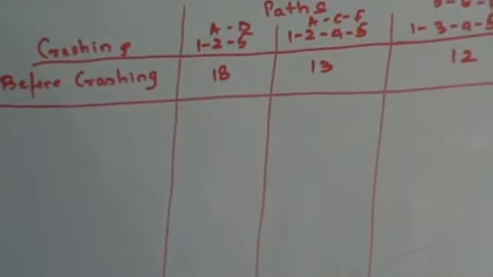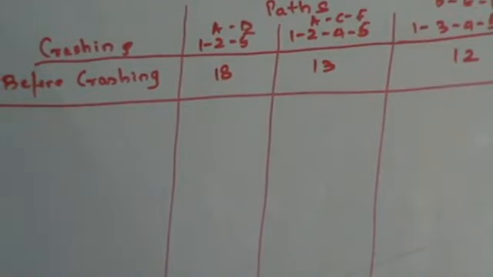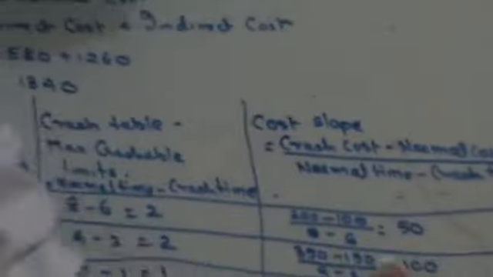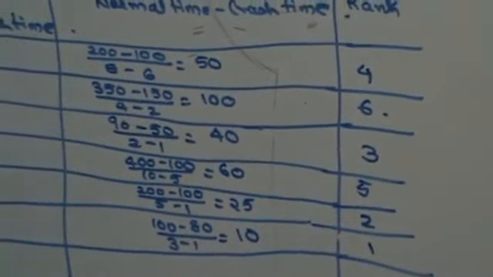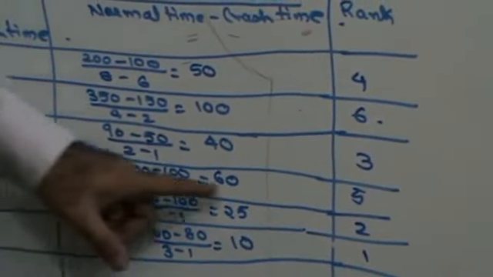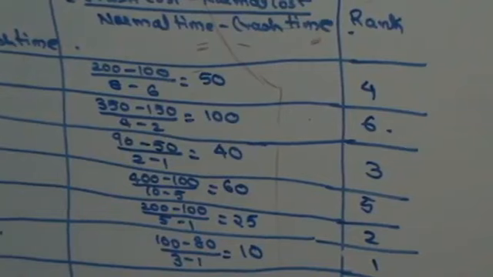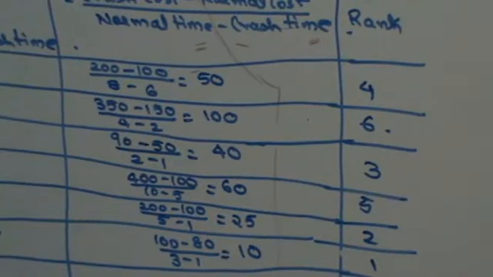That means I have to do crashing of AD first. Now, AD is made up of two activities, A and D. Find the rank of A, find the rank of D. If I look at my table, guys, the rank for A is 4 and the rank for D is 5, right? You will start with that activity first which has a smaller rank. A has a smaller rank, therefore you will start with crashing of A.